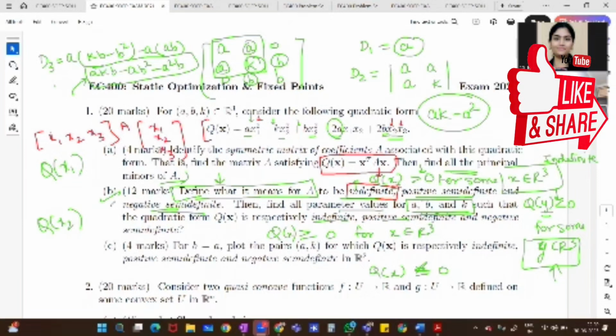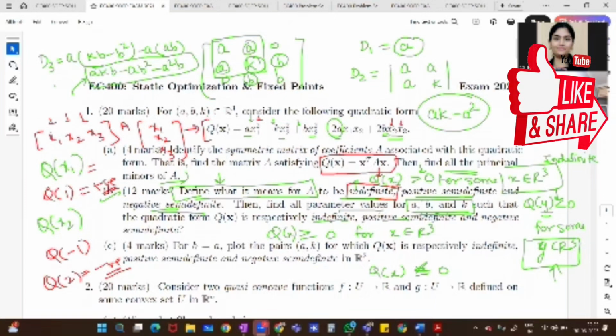So when I open this form, I can put in the values of x1, x2, x3 later on, any values. Let's say I put x1 as 1 and I get a positive value. But when I put x2 as -1 or let's say 2, I get a negative value. If I get both, one positive and one negative, for any such exception that you can find from that set of R3, then you say it is indefinite. Is it fine?